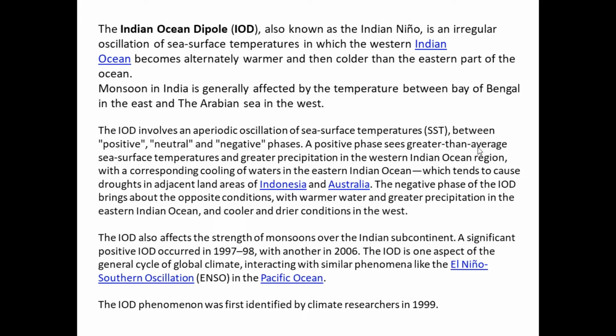The IOD phenomenon was first identified by climate researchers in '99. So it's only 20 years that we have actually been aware of this, or at least been able to define it and demonstrate its existence. Just like the PDO was discovered only about 10 years earlier than this, because Dr. Hare noticed the changes in salmon productivity. So the PDO was first described in about the late 80s, and then we had the IOD just before the turn of the new century.